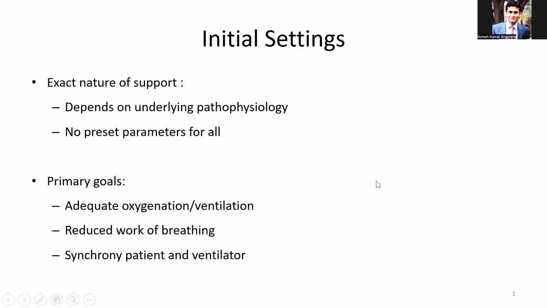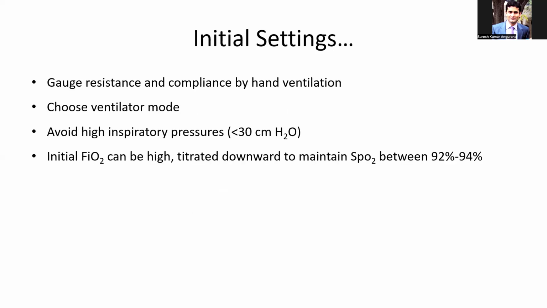The initial setting of the ventilator depends on the nature of the support we need, which in turn depends on the underlying pathophysiology. There are no preset parameters for all patients or for all disease conditions. The primary goal is to maintain adequate oxygenation and ventilation, reduce work of breathing, and maintain adequate synchrony between patient and ventilator. So the initial settings should be guided by the resistance and compliance by hand ventilation.